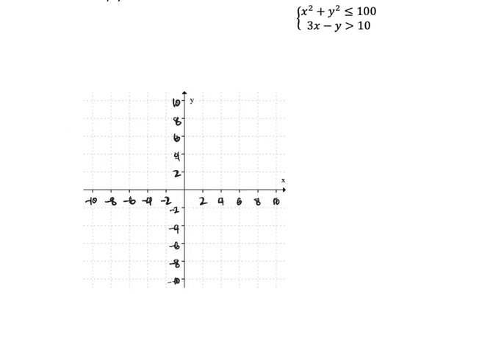Okay, the circle has a radius of 10 centered around the origin. And it's a solid line because it's less than or equal to. And if we use a test point of 0, 0, 0 squared plus 0 squared is 0, which is less than 100. So we're shading on the inside of the circle.